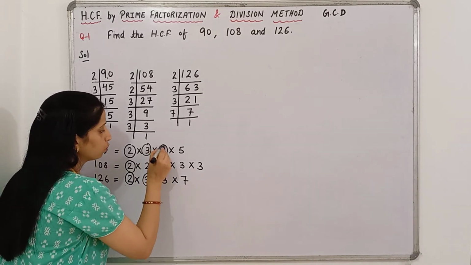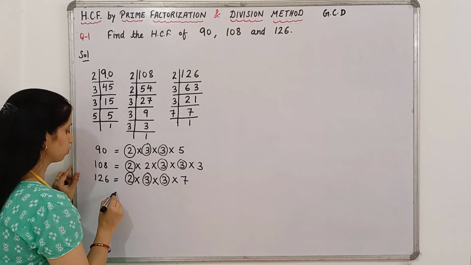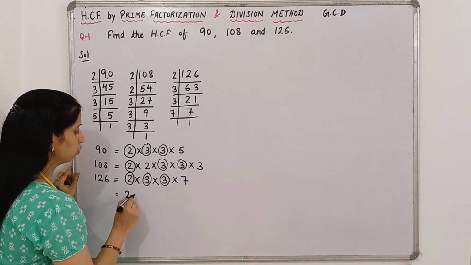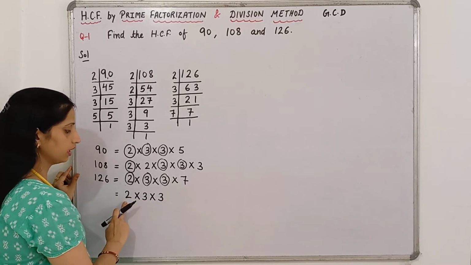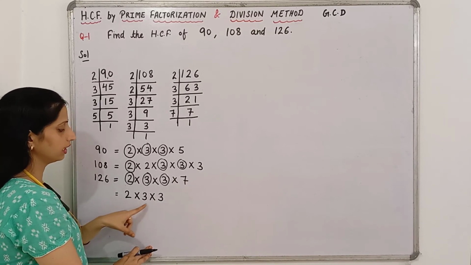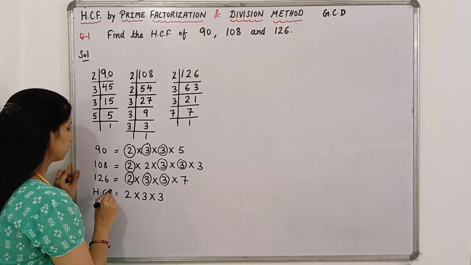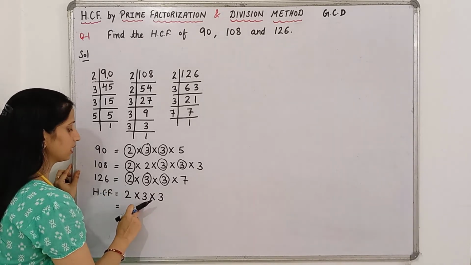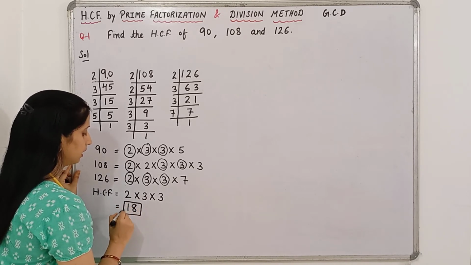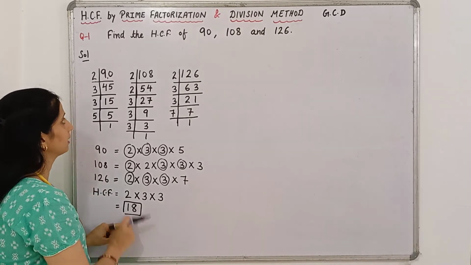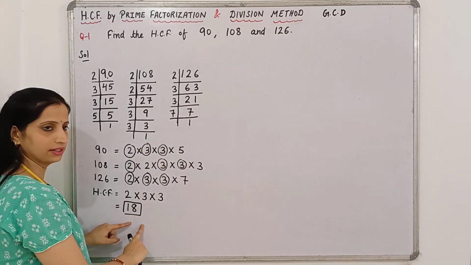So 3 is common 2 times. It is coming 2 times in all three numbers and 2 is also. So the common prime factors will be 2 multiplied by 3 multiplied by 3. Okay, so the common factors are 2, 3 and 3. So the GCF will be the product of these common factors. And what will be the product? 2 3s are 6, 6 3s are 18. So our answer will be 18. Or we can say that the GCF of 90, 108 and 126 will be 18.